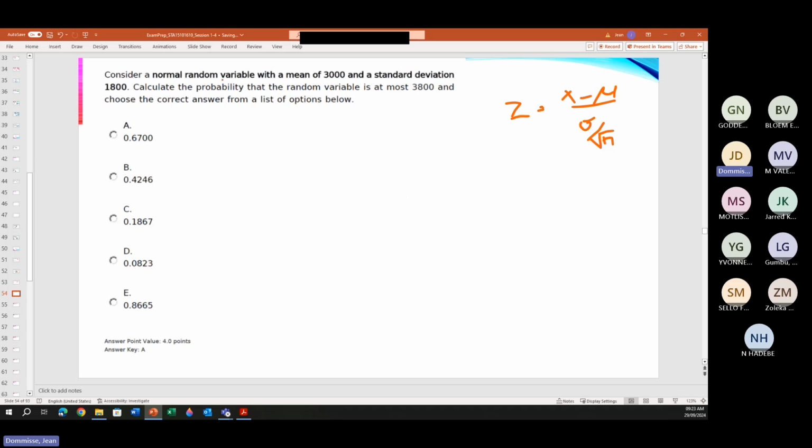So consider a normal random variable with a mean of 3,000 and a standard deviation of 1,800. That is still standard. Random variable that is at most. Okay, so probability of Z at most, so it can't be more. So it will be smaller or equal to 3,800 minus 3,000.